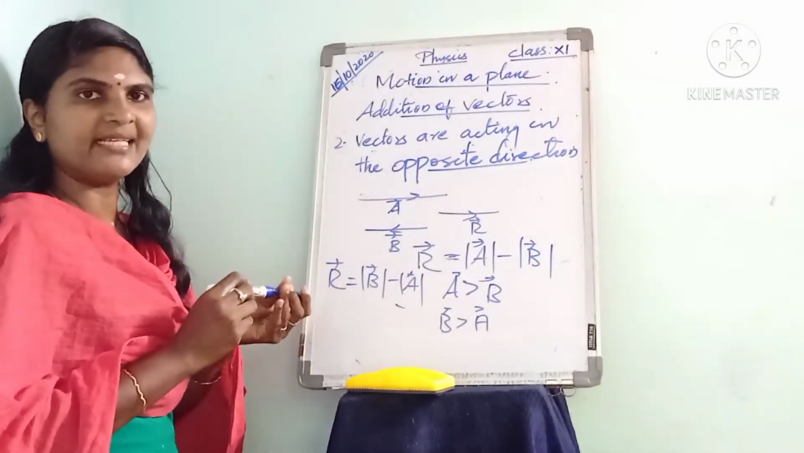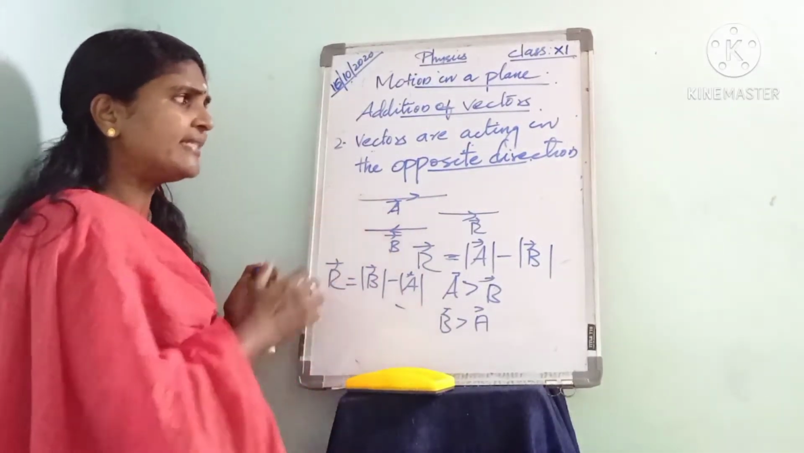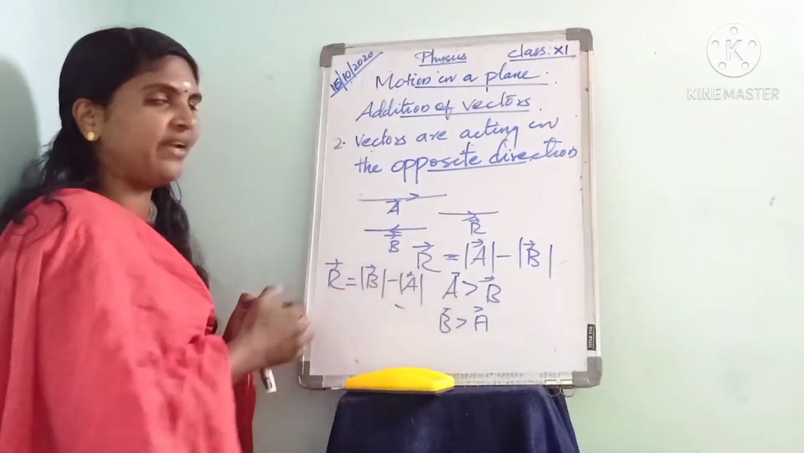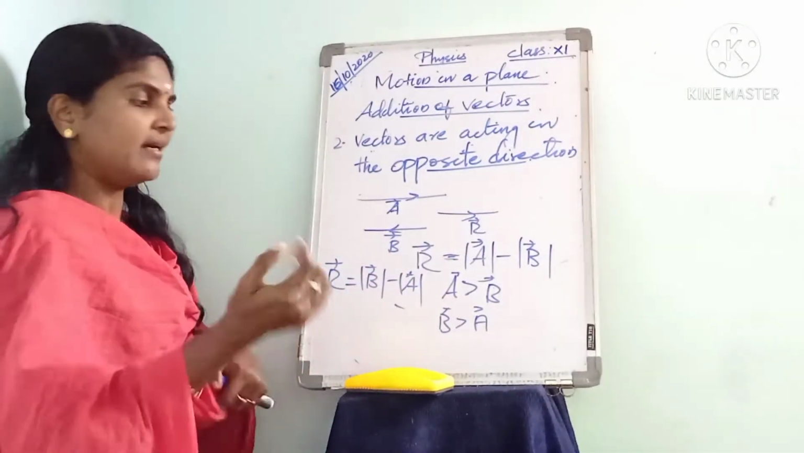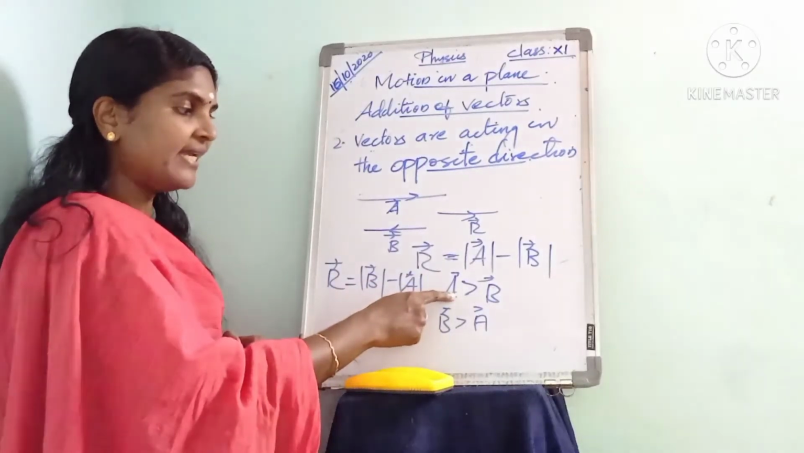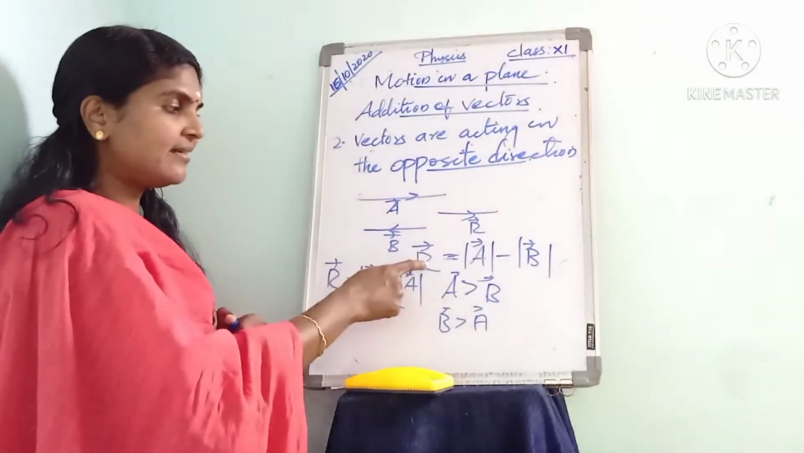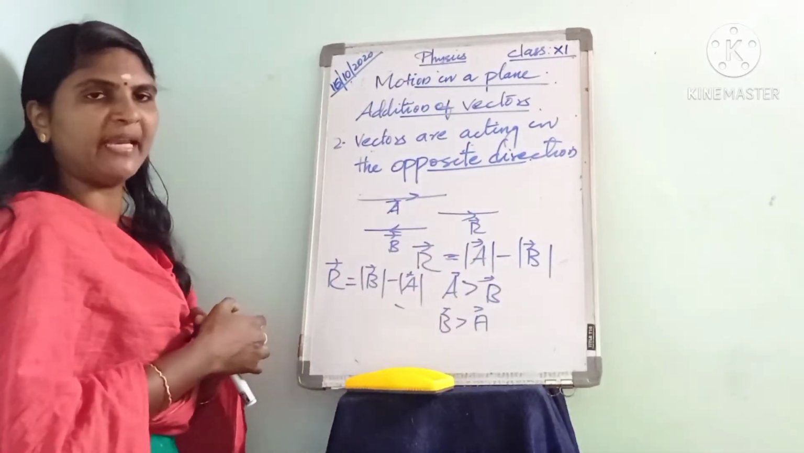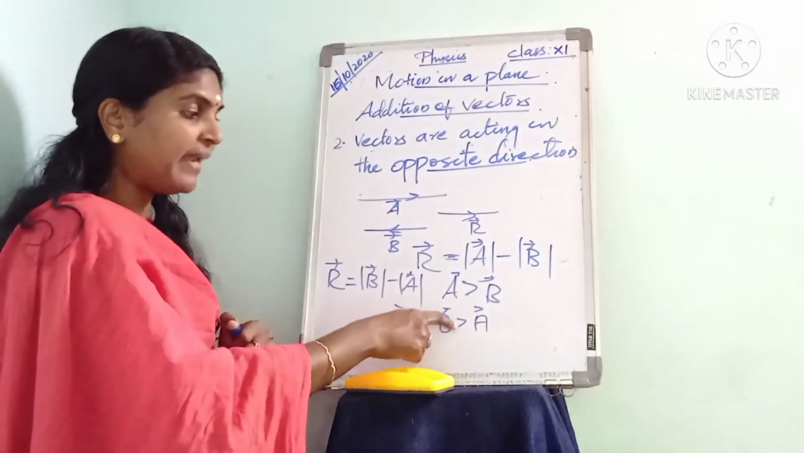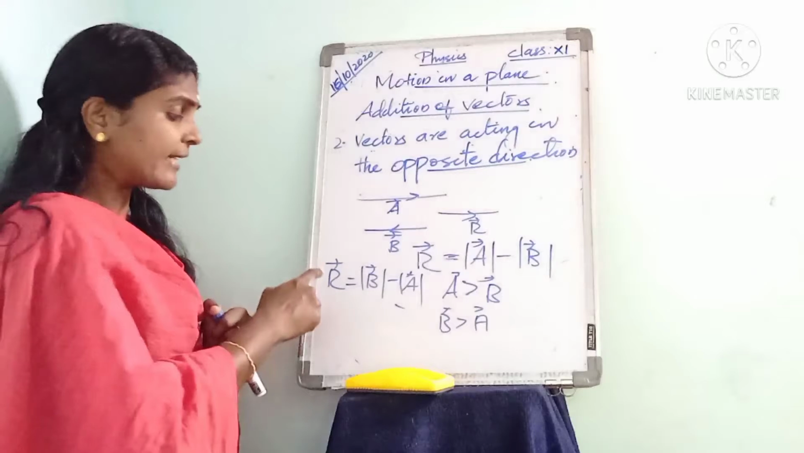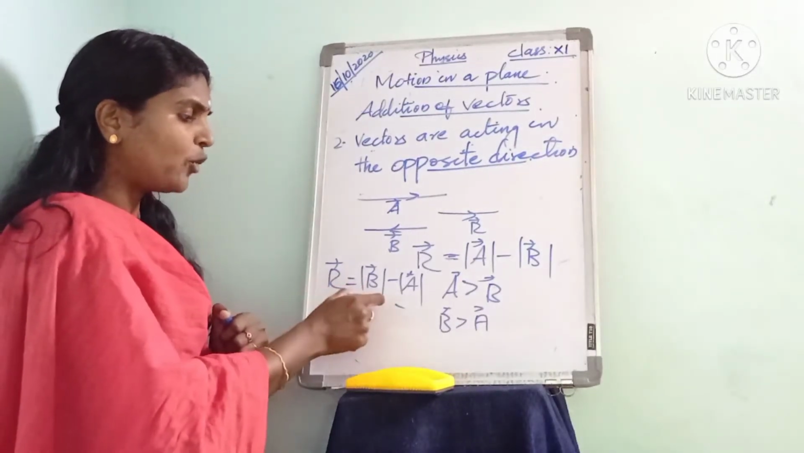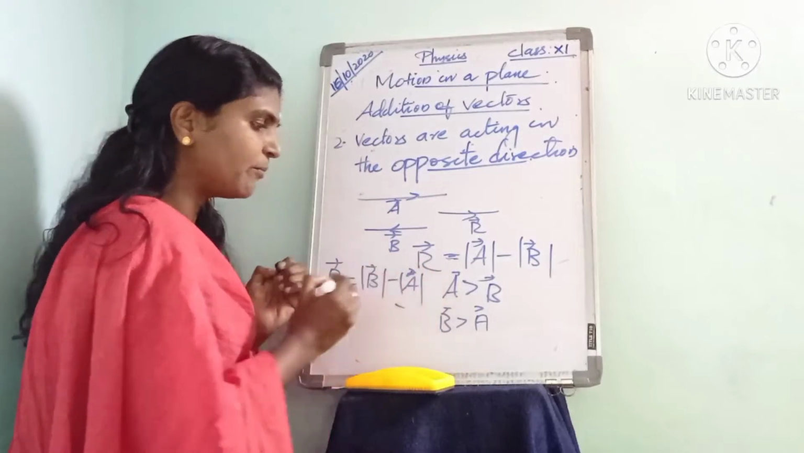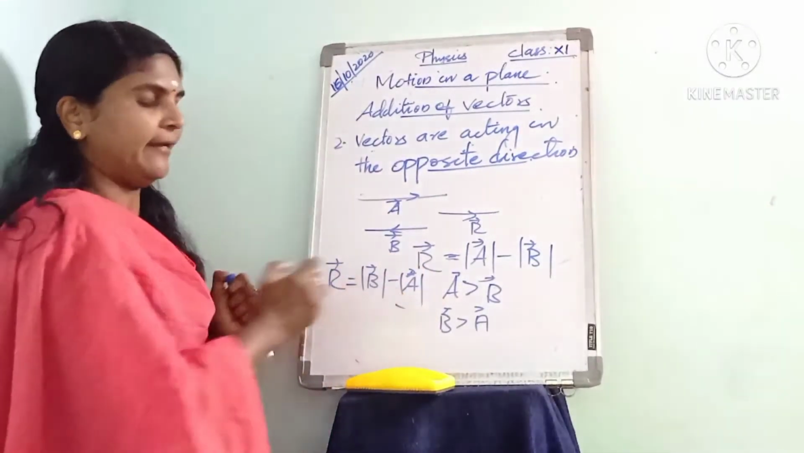Suppose the vectors are acting in opposite directions. We can add the two vectors in these two ways. If vector A is greater than vector B, the resultant vector R is given by modulus of A minus modulus of B. If vector B is greater than vector A, then the resultant vector is given by modulus of B minus modulus of A.